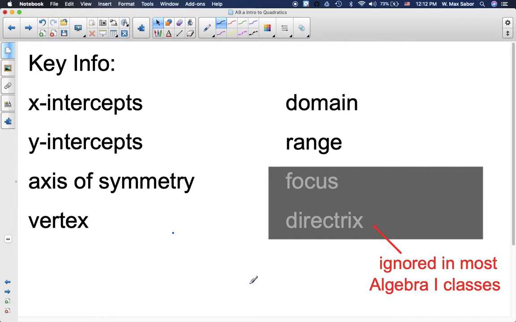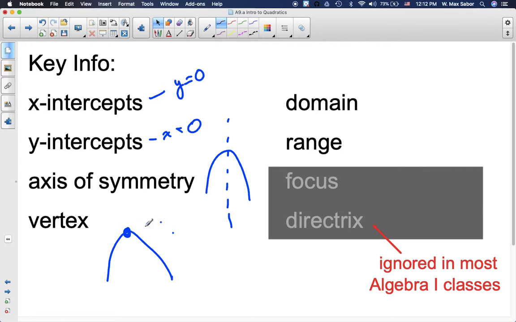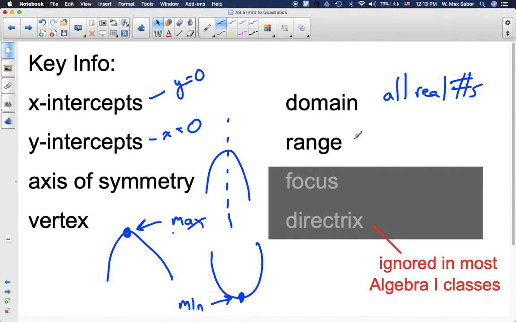The pieces of a parabola are the x-intercepts, where y equals 0. The y-intercepts, where x equals 0. The axis of symmetry is the line that splits it into the two symmetrical pieces. The vertex is that point at the top, which is either the maximum, or if it's a point at the bottom, it's still the vertex, but then it would be called a minimum. And then the domain is almost always going to be all real numbers. And the range is going to be based on the y-coordinate going down or based on the y-coordinate going up.